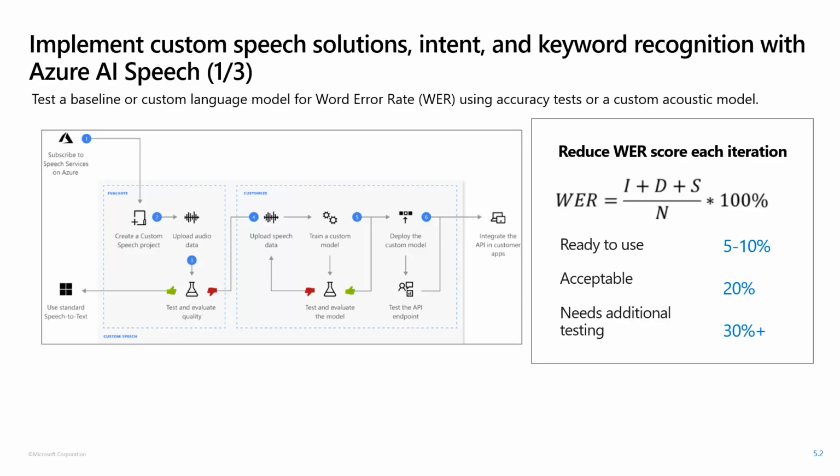You should also be familiar with word error rate, or WER, which is the main metric used to measure speech recognition accuracy. WER helps identify how many words are inserted, deleted, or substituted incorrectly in a transcript. Knowing what WER percentages mean in terms of model quality will help determine when a model is ready or needs more training.